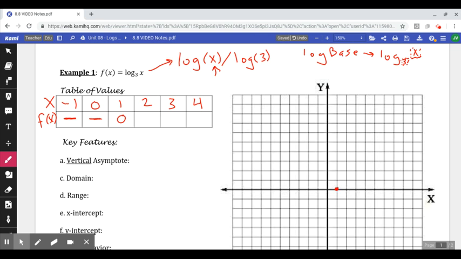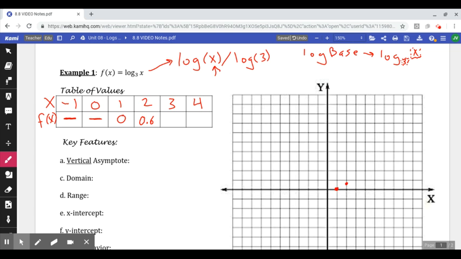So when x is 2, if we type log 2 divided by log 3 in our calculator, we're going to have an approximation here, and I'm going to approximate that as about 0.6. So when x is 2, our y value is about 0.6. So that point is right here on the graph.